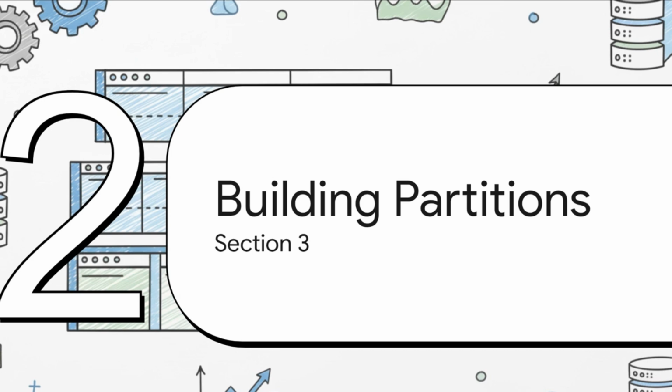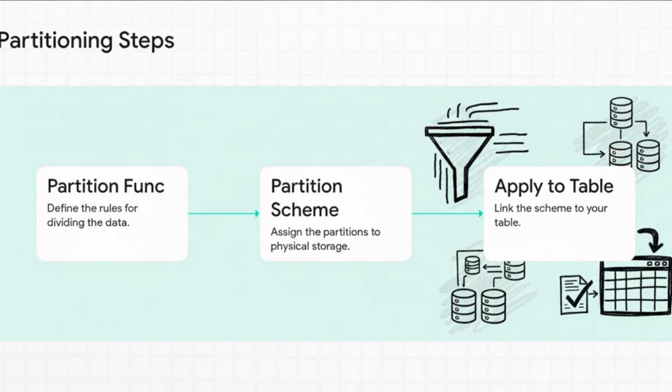All right, so I'm hoping you're sold on the why. Let's switch gears to the how. We're not going to get bogged down in a bunch of code here, but we are going to cover the 3 essential concepts you absolutely have to understand to make partitioning work. It all boils down to these 3 steps. First, you set up the rules with something called a partition function. Second, you tell SQL Server where to actually store the data with a partition scheme. And third, you just apply it to your table. Simple as that. Let's break them down real quick.